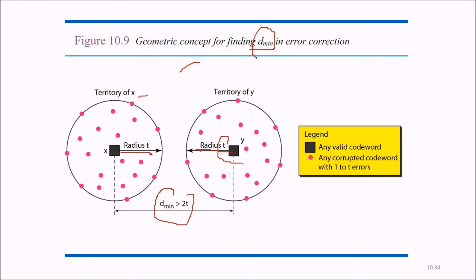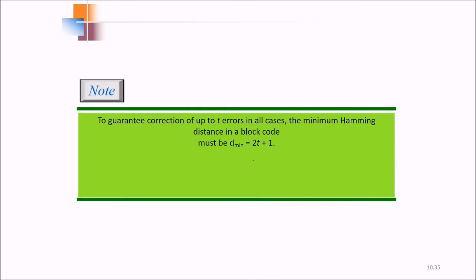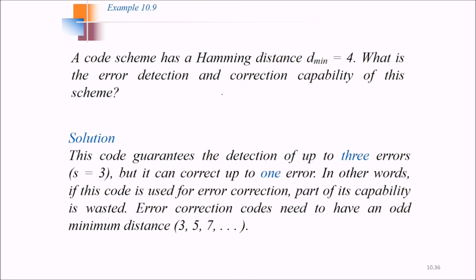This is any valid code word, and these points are any corrupted code words with 1 to T errors. So to guarantee correction of up to T errors in all cases, the minimum Hamming distance in a block code, D minimum, should be 2T plus 1. Okay. So let's take one example now.